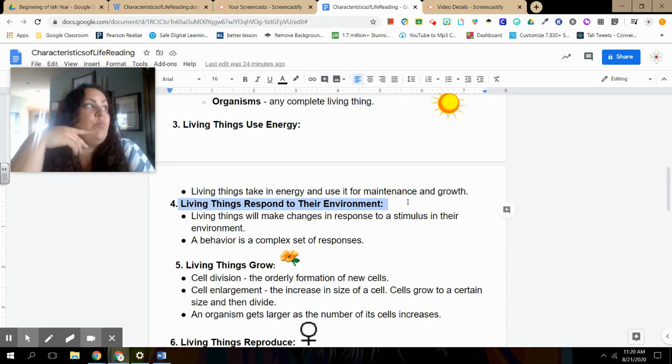Now you might think, well, plants don't seem to react. They don't respond when I snap them in half. Well, they do. They die, number 1. Or here's kind of a more general one. Plants respond to the sun.